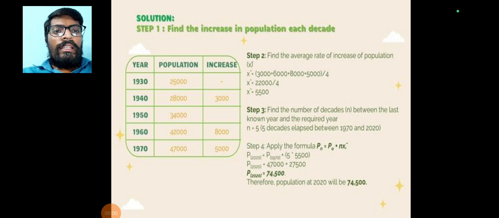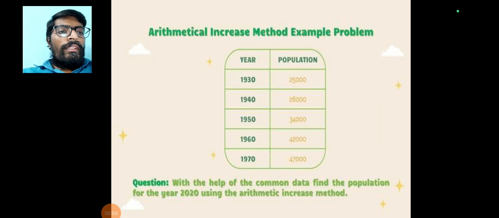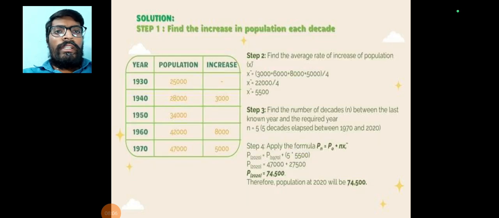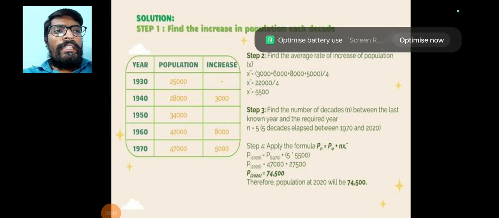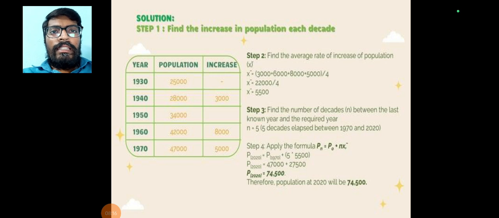So here the number of decades from 1970 to 2020, there are 5 decades. From 1970 to 1980, 1 decade, and 1980 to 1990, 2 decades, 1990 to 2000, 3 decades, 2000 to 2010, 4 decades, 2010 to 2020, 5 decades.